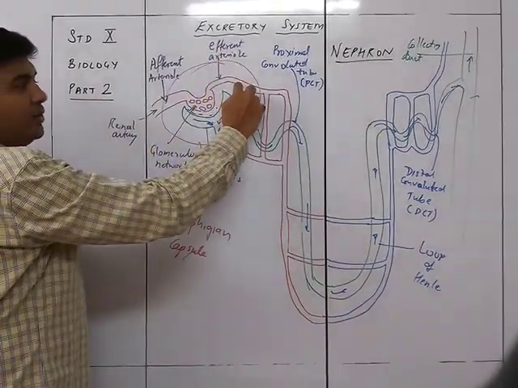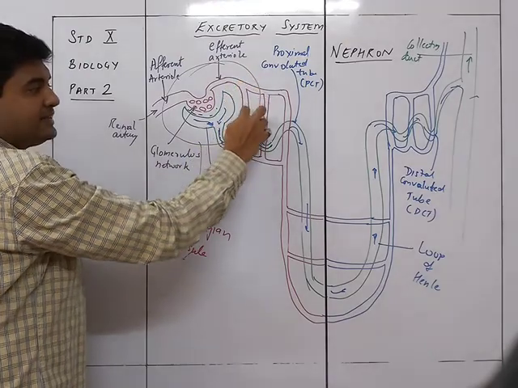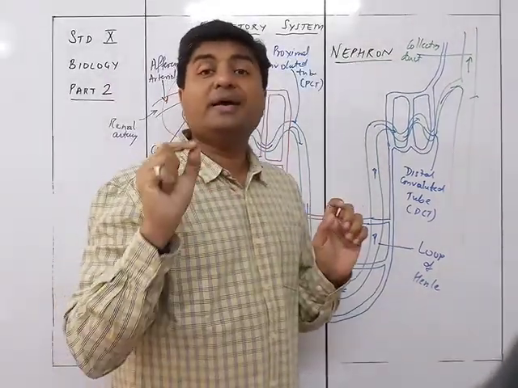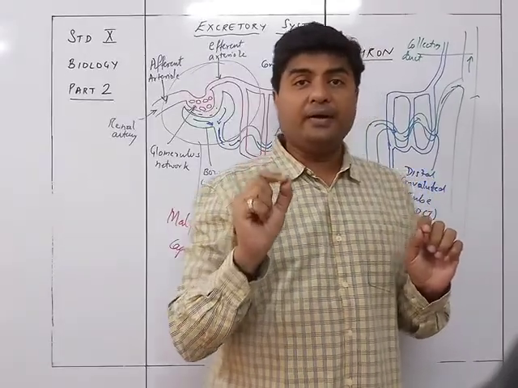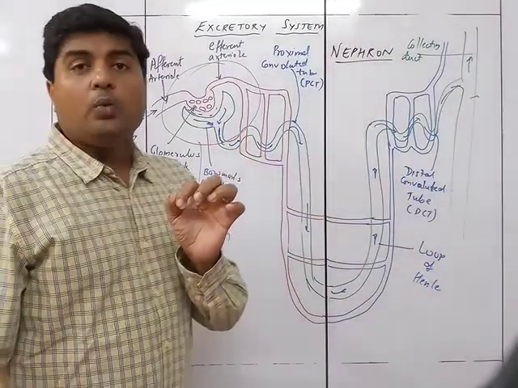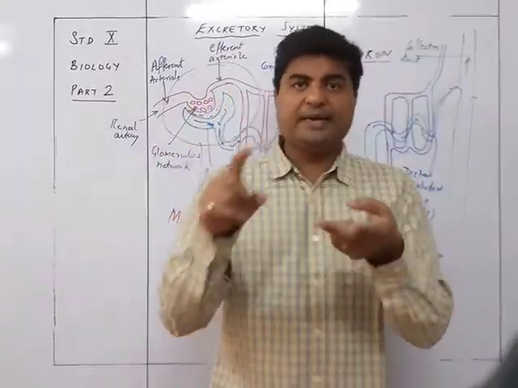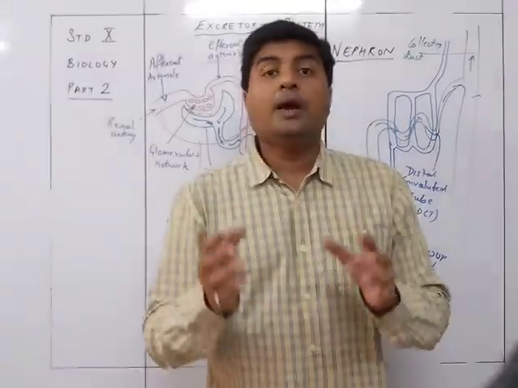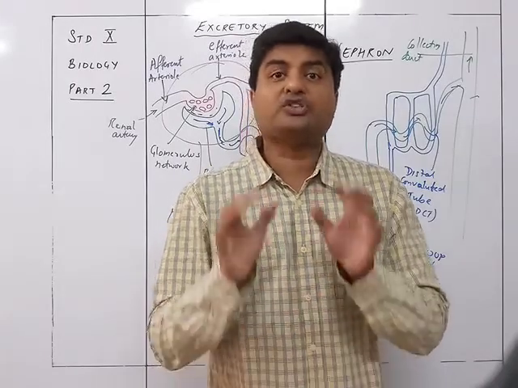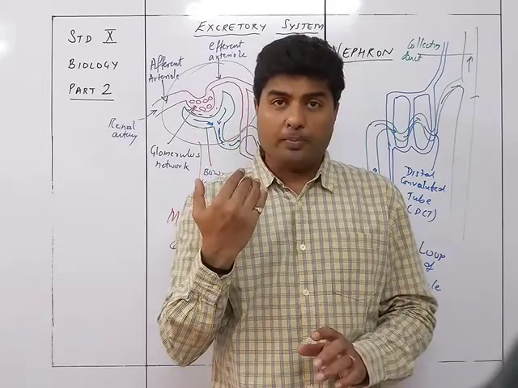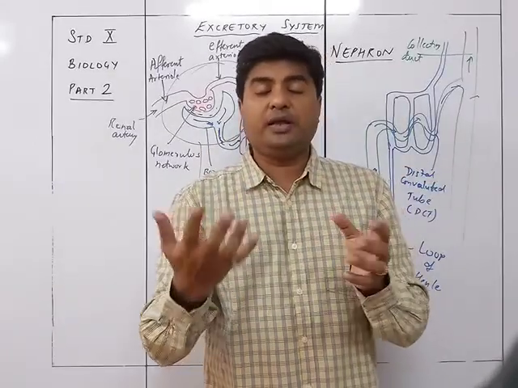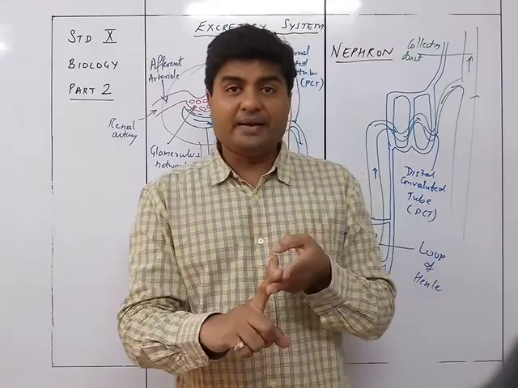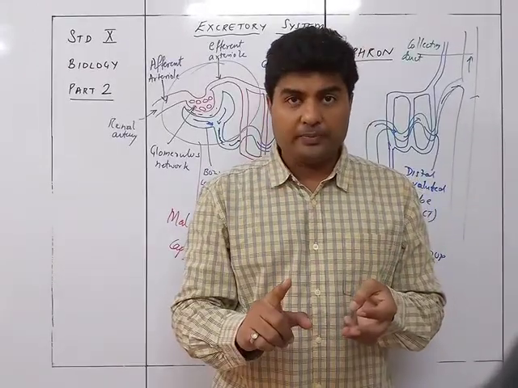this particular efferent arteriole passes over here, and it is going to absorb the required constituents of the blood from the PCT. Whatever water it needs, a certain amount of glucose, a certain amount of salts, that amount of constituents which the body or the blood requires for its normal constitution, it is going to reabsorb. At the PCT, reabsorption takes place of the water, the minerals, and the glucose required for the body.